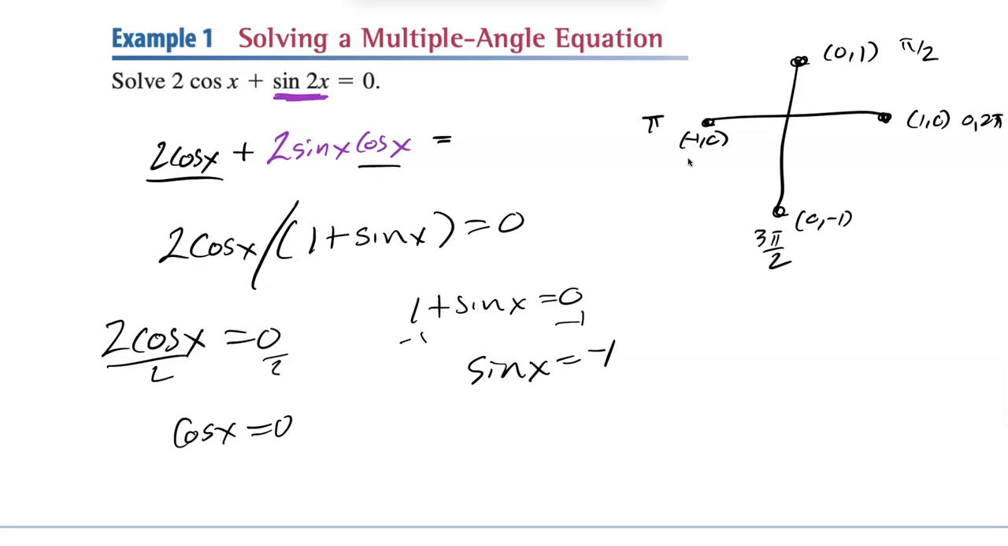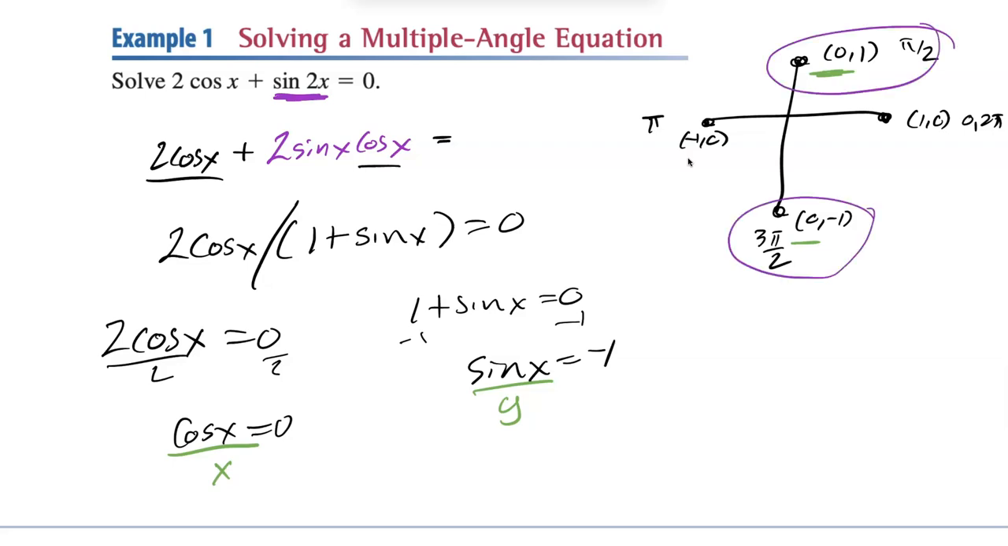So let's start with the cosine, right? Cosine is x, sine is y. So where does x equal 0? Here and here. Where does y equal negative 1? That's down here. So we only get those two answers, nothing else. Now, it didn't give us a domain, so that means we're going to use the general answer. So we're going to go pi over 2 plus 2 pi n. You can also go 3 pi over 2 plus 2 pi n.